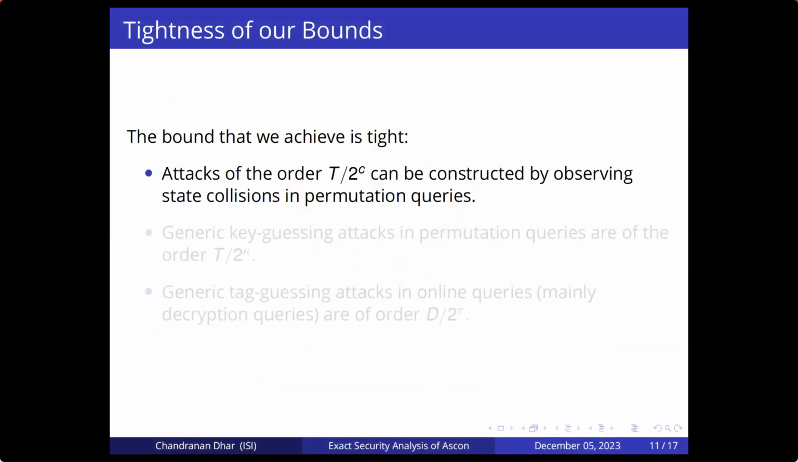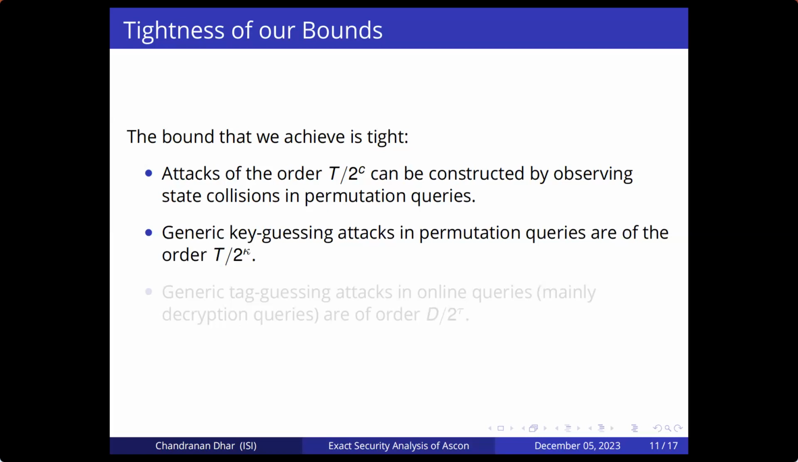So we also show that the bounds we achieve are tight. Attacks of the order t by 2 to the c can be constructed by observing state collisions in permutation queries. When I say t by 2 to the c, it is almost always d plus t by 2 to the c, because you can also construct state collisions using encryption and decryption queries. But since t is larger than d, we are saying the order is only t.